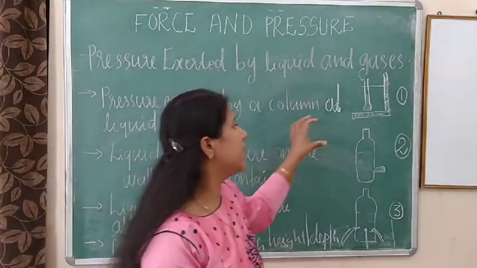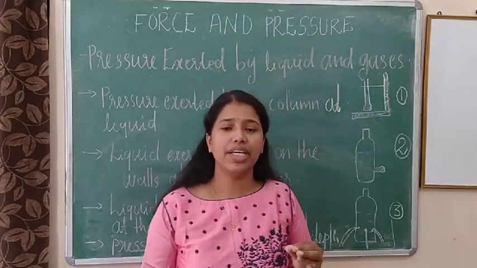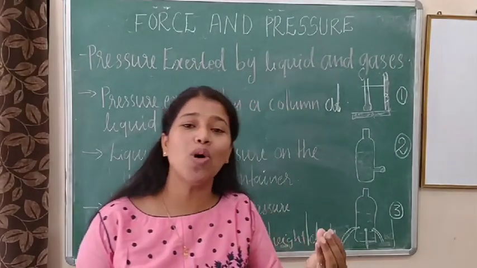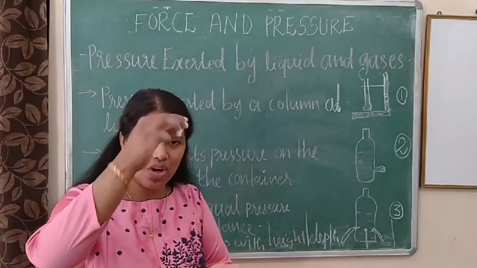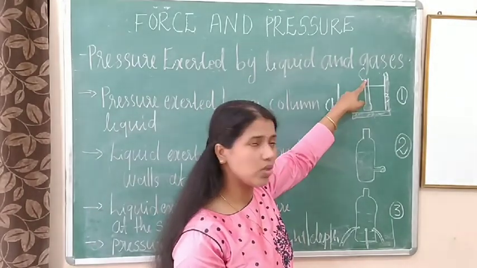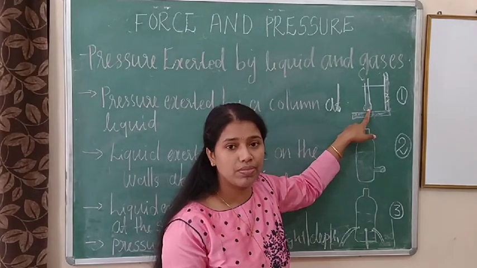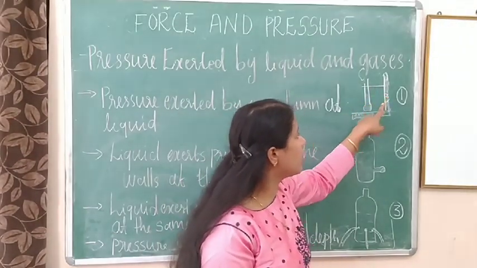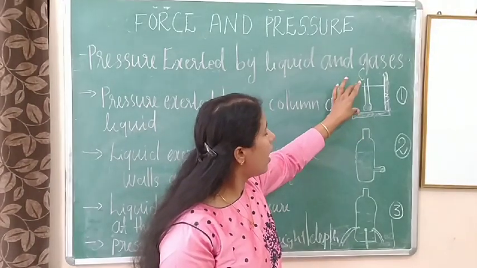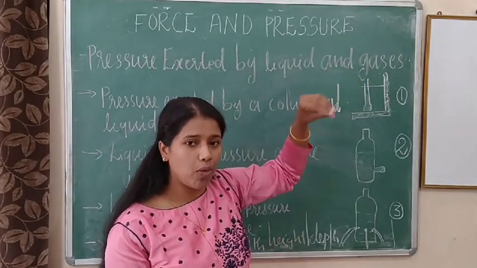In your textbook, they have given this diagram. First, we take one glass pipe. What is the speciality of this glass pipe? Both ends are open, upside also, downside also. Downside we connect one balloon. Then this is connected to one stand. After that we pour water on the upside.